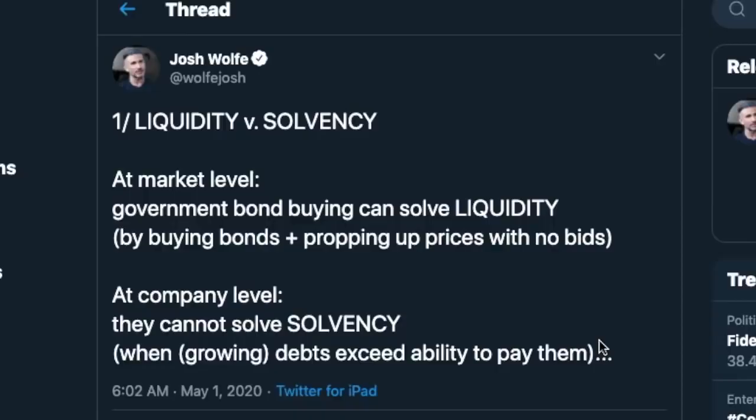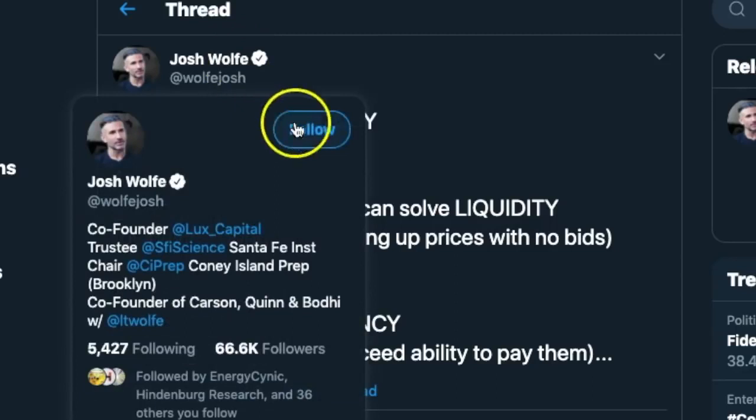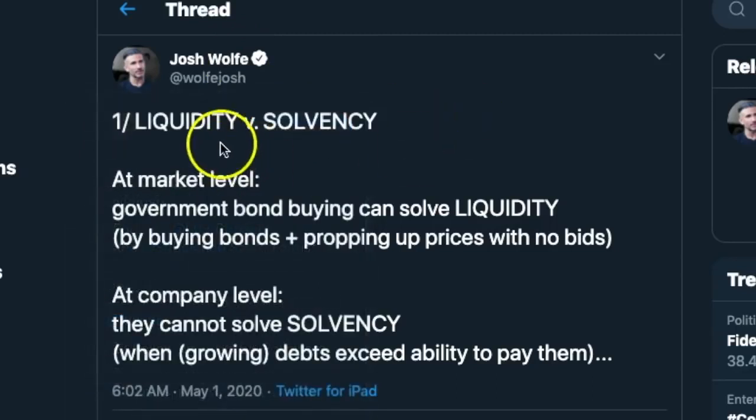Now, here's the thread that I definitely want to get into. It's really important. This is by user Josh Wolf, and let me go ahead and follow Josh here, actually. It's called Liquidity versus Solvency, and this is really important. It's really going to open your eyes to better understand the situation that we're currently in.